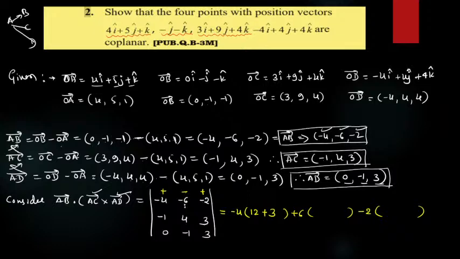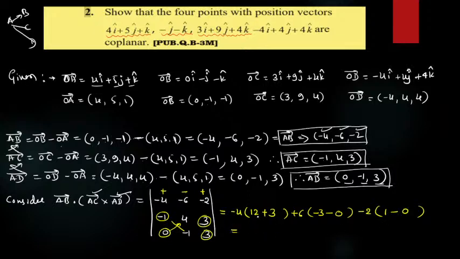In the next, leave this column and leave this row, multiply the remaining things. So minus 1 into 3, that will be minus 3, right? Sign minus. Next 0 into 3 will be 0. Next minus 2, leave the third column, first row, multiply this. Minus 1 into minus 1 is plus 1. Write minus sign. 0 into 4 will be 0.